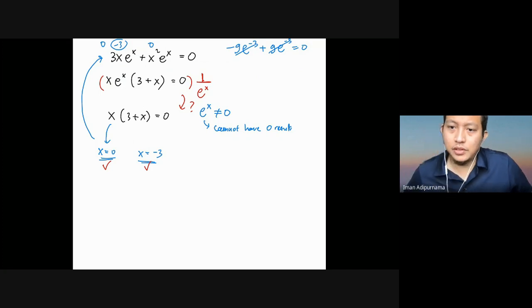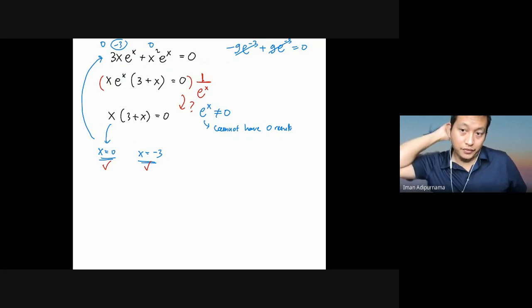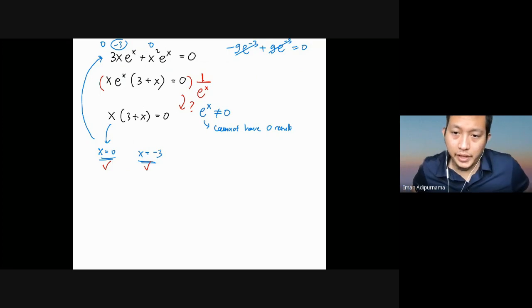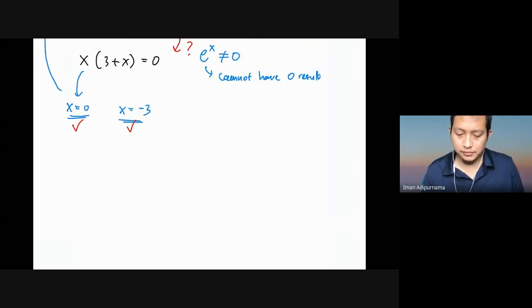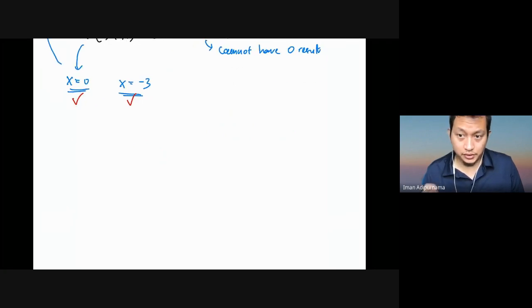Professor, how do you solve something like 4 with power of x plus 6 with power of x? Okay, that's quite a difficult question. 4 with power of x.